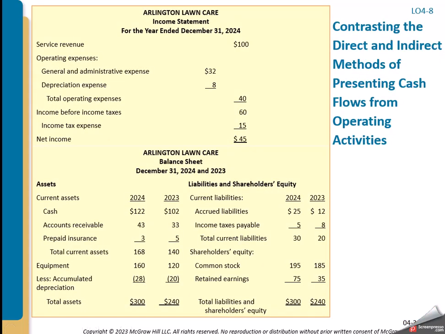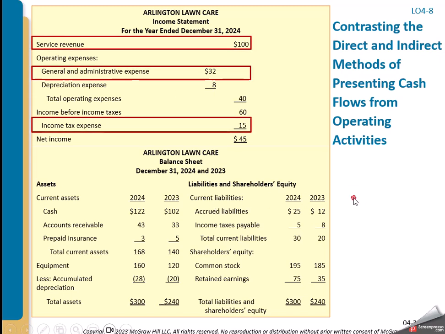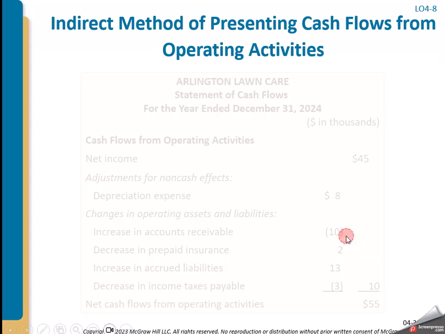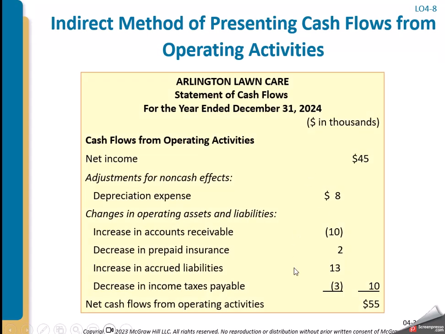So here we have, again, income statement and balance sheet, because that's kind of our main items that we go back to when we're preparing. Here's the direct method. So we have cash from operations is cash received from customers, cash paid out for expenses, cash paid out for income taxes, and we calculate a total. Now they show you down here kind of how they came up with those numbers to put them into the statement. The indirect method is a little more detail.